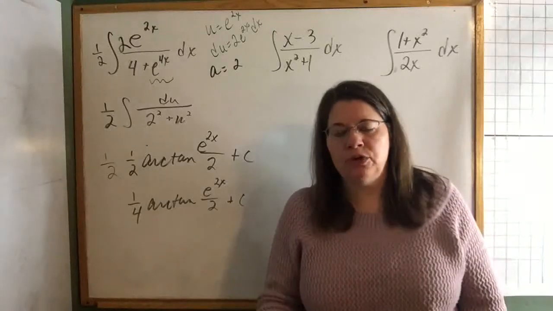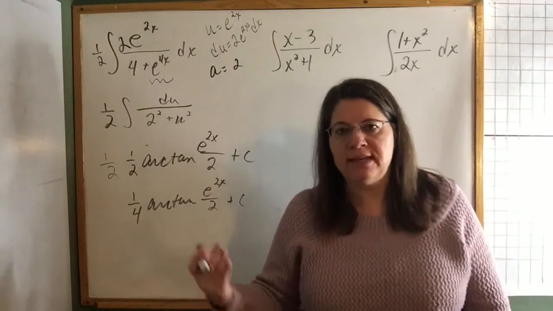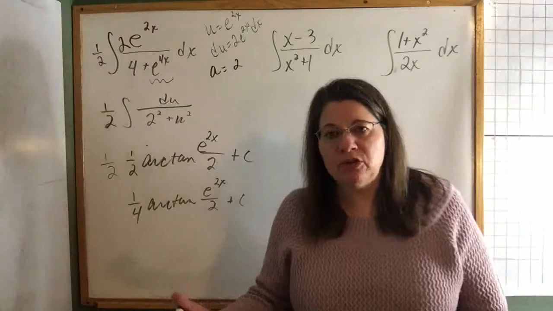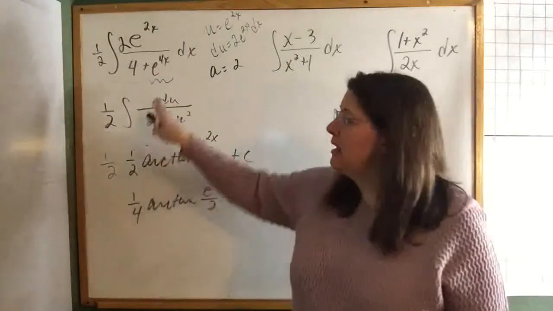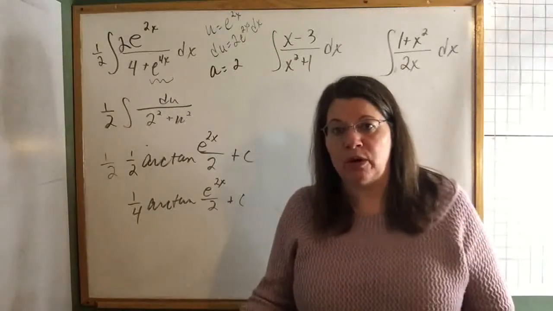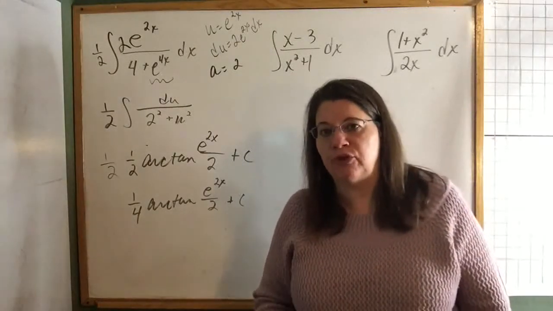I tend to resort to the inverse trig functions when I see nothing else will work, especially if I have square numbers added either outside of a square root or inside of a square root. I know it's got to be one of those inverse trig functions.